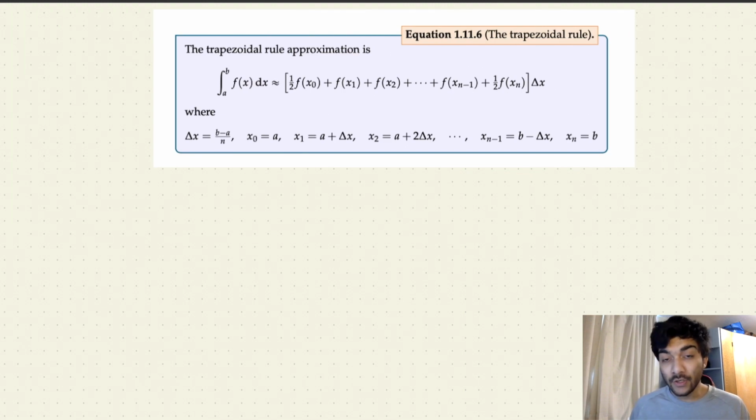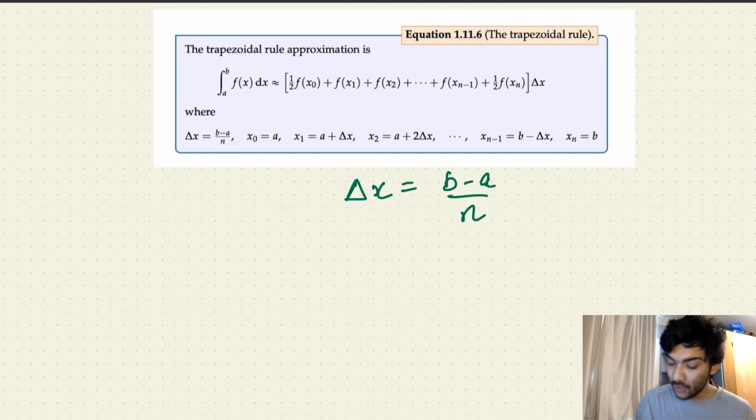The pattern is that you'll basically use a similar approach to the one you used while calculating the left and right hand Riemann sums. The only difference is the coefficients in front of your f(xi)'s. So in order to calculate the trapezoidal rule, you use the same formula for your delta x, which is (b minus a) over n.